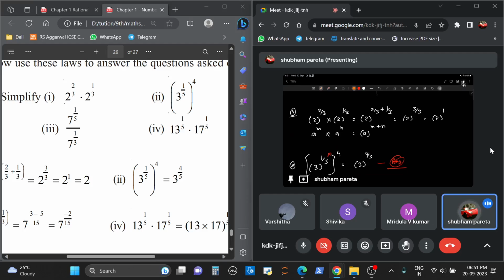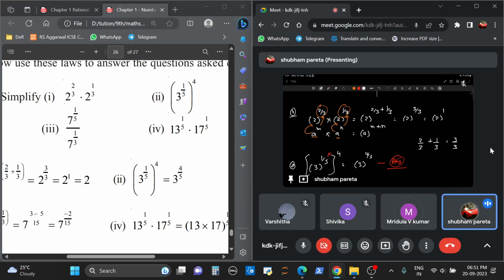So if this is the property, then m is this number, n is this number, and a is 2, because 2 is the common base over here. So you need to simply add 2 by 3 plus 1 by 3, isn't it? Adding 2 by 3 plus 1 by 3, you are getting 3 by 3 as the answer. Or do you still have a doubt about how you are getting 2 by 3 and 1 by 3 as 3 by 3? Do you also have a doubt in this?